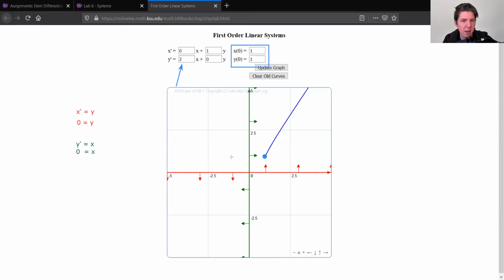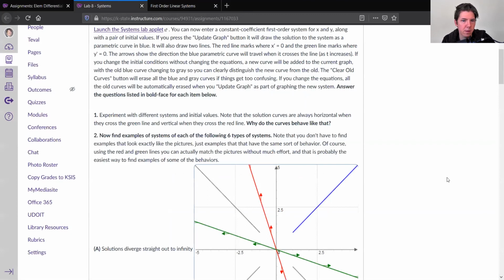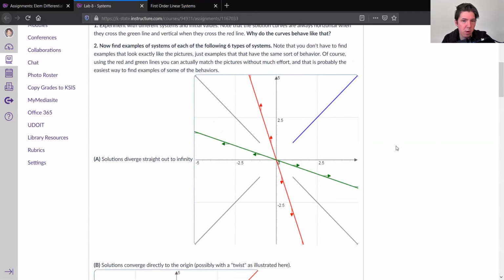But with this applet, we get something a little more exact. Now, for the first part of this lab, what you want to do is the following. You want to go to the lab itself. So I'm going to clear all of this. You want to go to the lab itself and you want to try to recreate.